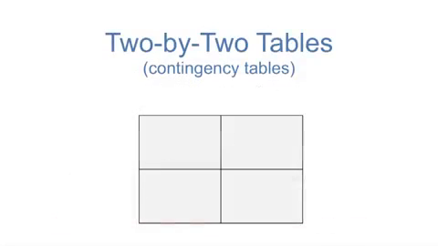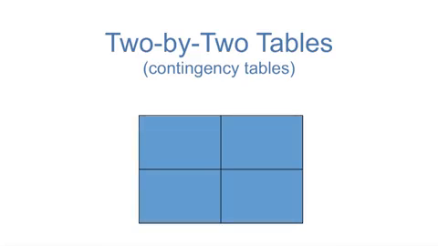Now let's talk about 2x2 tables. 2x2 tables are commonly used to teach the concepts of measures of association. The 2 refers to 2 columns and 2 rows. These tables are also known as contingency tables. The 2x2 table starts with a square cordoned into 4 spaces.